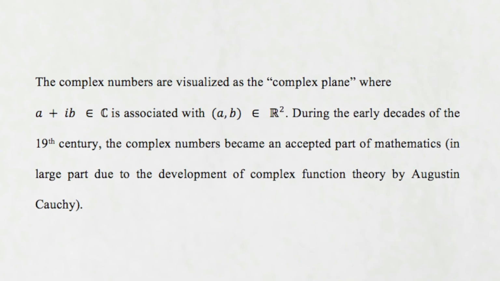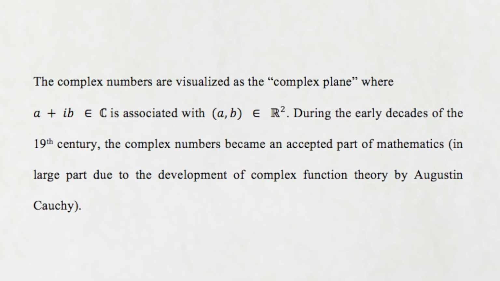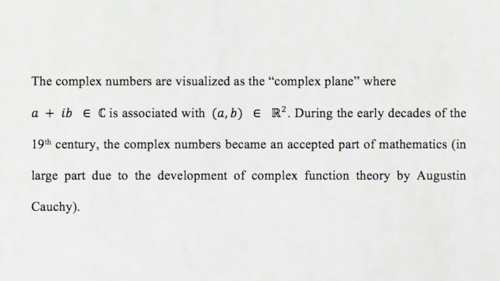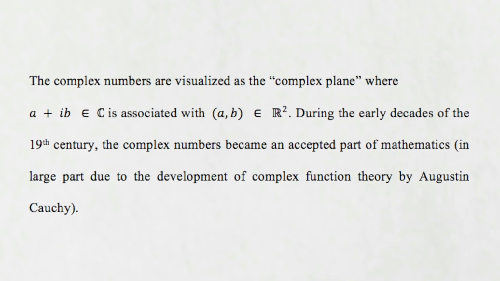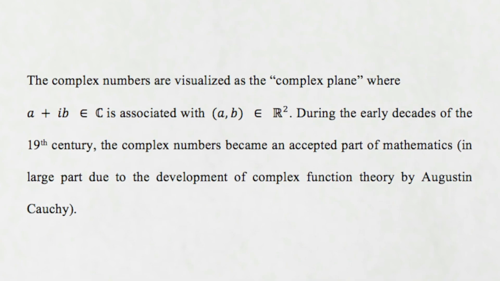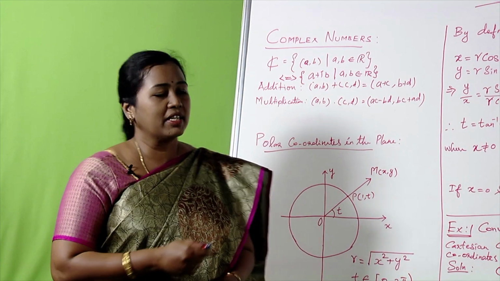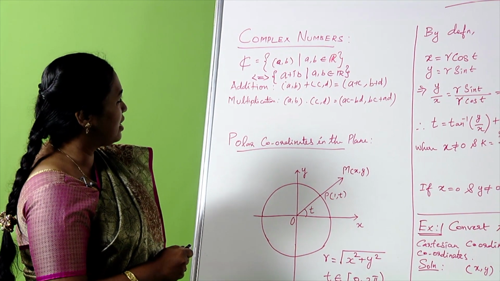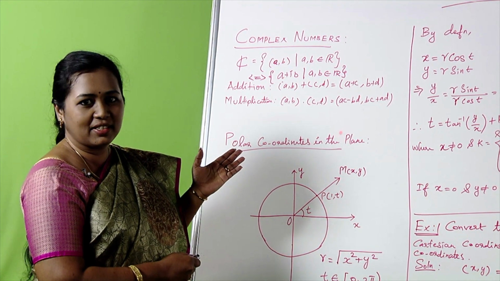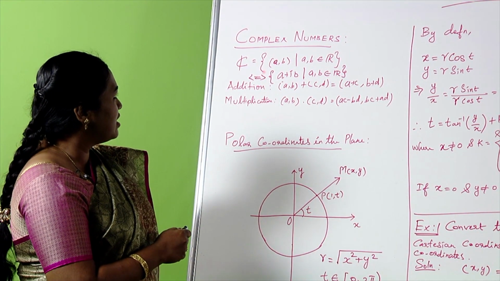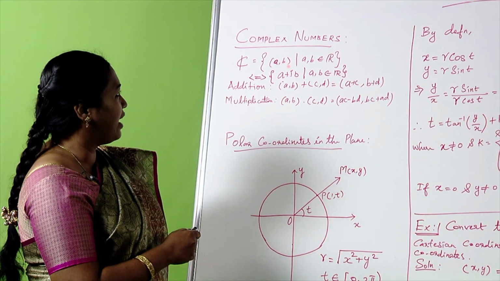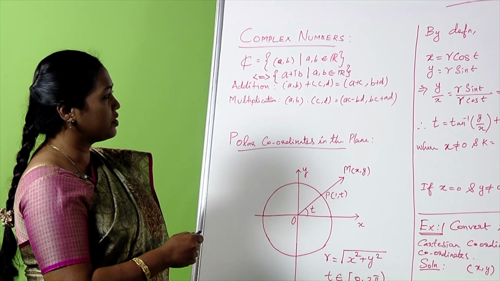During the early decades of the 19th century, the complex numbers became an accepted part of mathematics, in large part due to the development of complex function theory by Augustin Cauchy. So, as we can see, the complex number representation is what we are going to discuss in this section. So, C is equal to the ordered pair (a, b) such that (a, b) belongs to the set of real numbers.